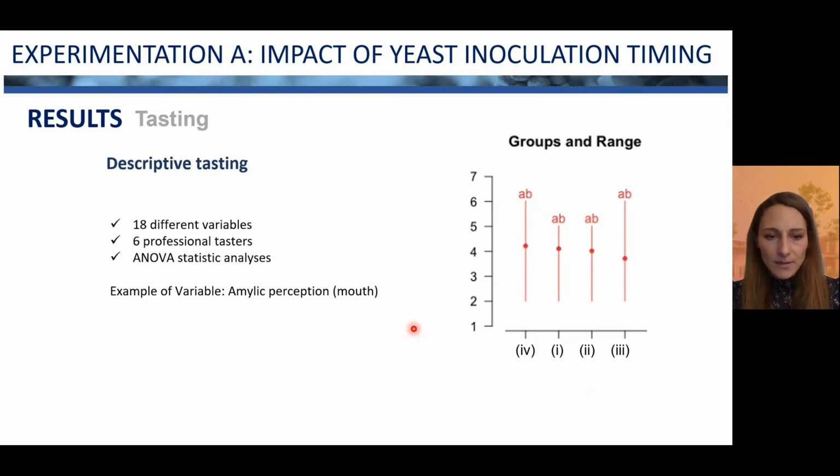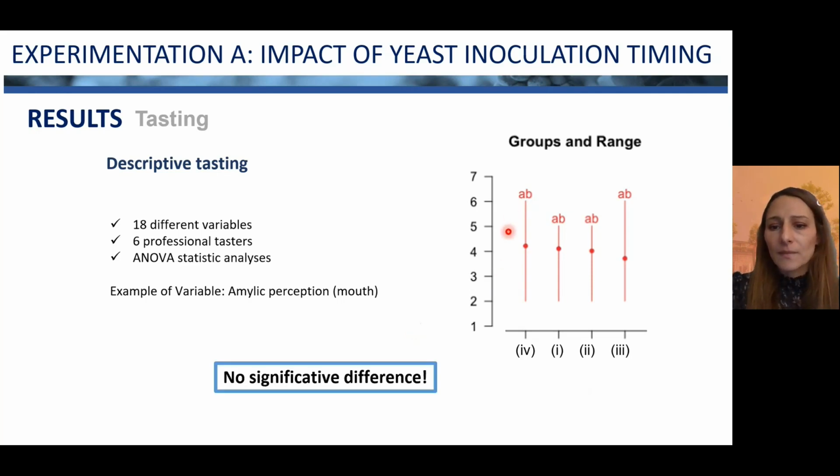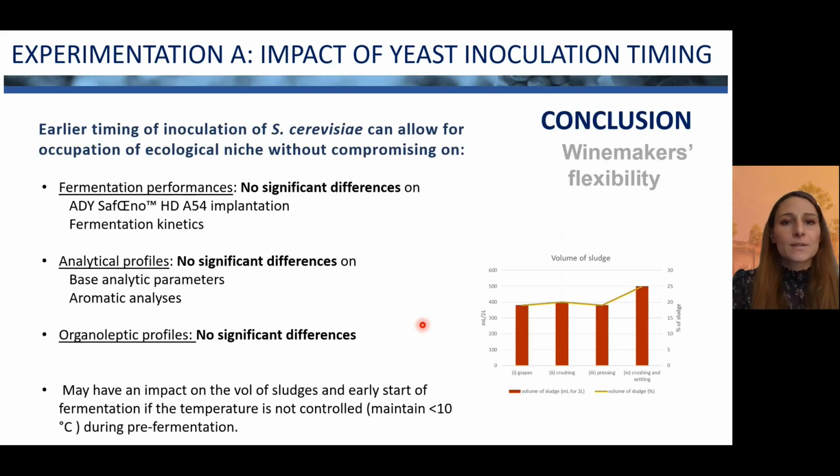Here we display the result for amylic perception in the mouth, and you can see that all the 4 scenarios are part of the same groups, A and B, and therefore this means there is no significant difference for these 4 scenarios for this criteria, which is again the key identifier marker for this strain. So eventually, there was no significant difference in the sensory.